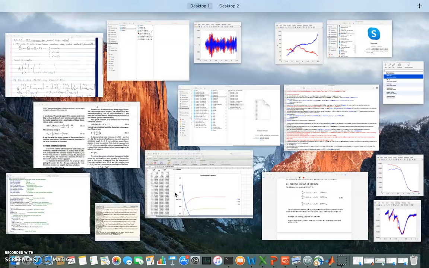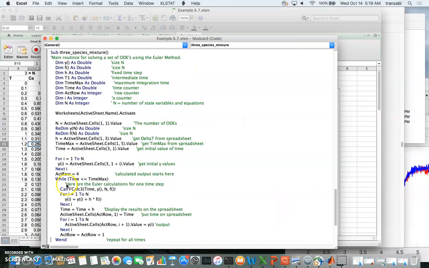Okay, so I'm just going to jump directly to the VBA script. This is the VBA script for three species problem. And most of the script is actually taken from example 5.7. I'm going to modify it such that we can solve the three species problem.